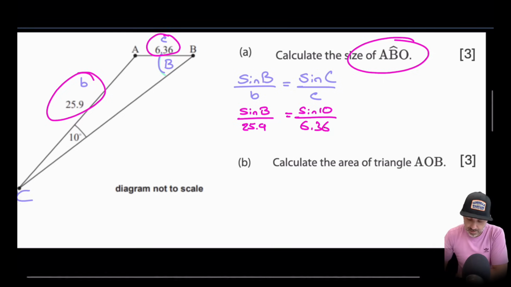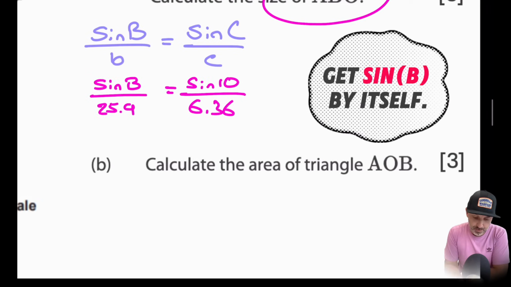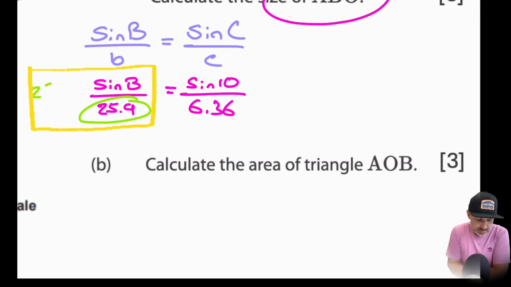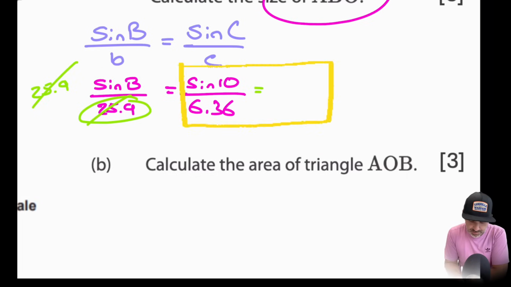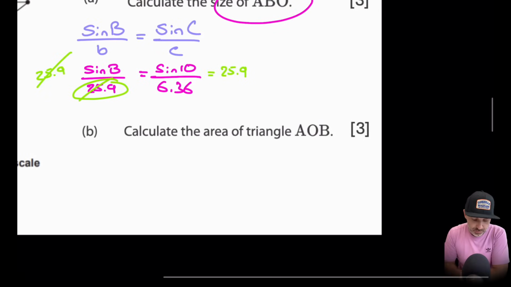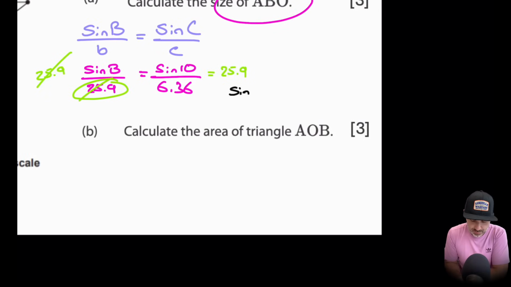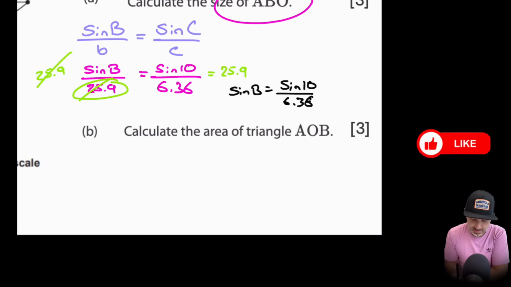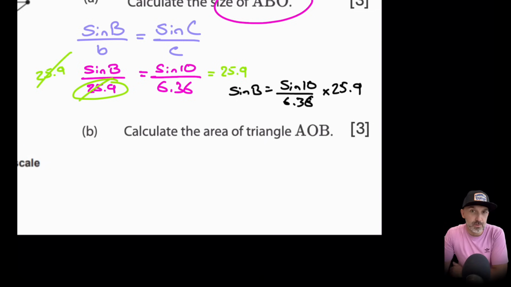Now, with a quick calculation here, by multiplying both sides by 25.9, if you times this side by 25.9, it will cancel with this here. So we times this side by 25.9. Therefore we're left with just sine B. So sine B is equal to sine 10 over 6.36, times 25.9. Now we don't want sine B, we want just B, which is the angle B.